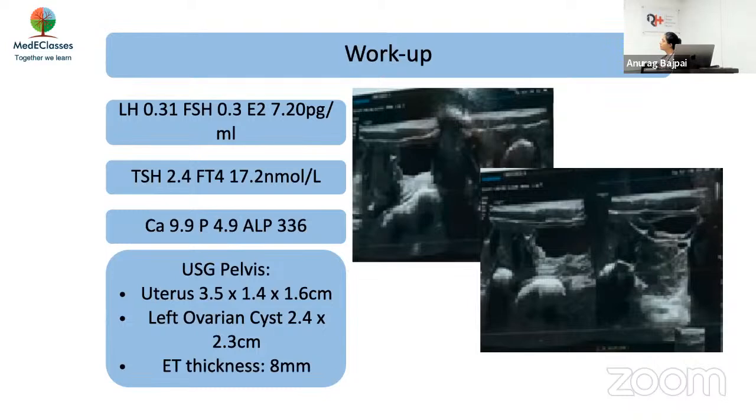And LH is 0.31. How do you interpret that LH at this age? 2 years, 4 months. For this age, we take the cutoff of 0.3. So it's central then?